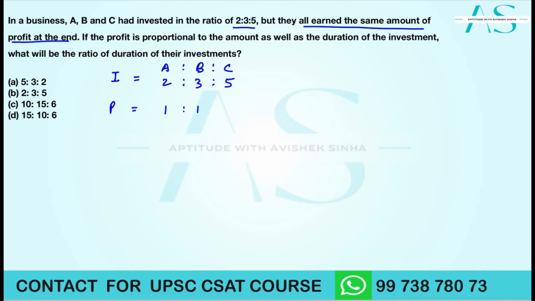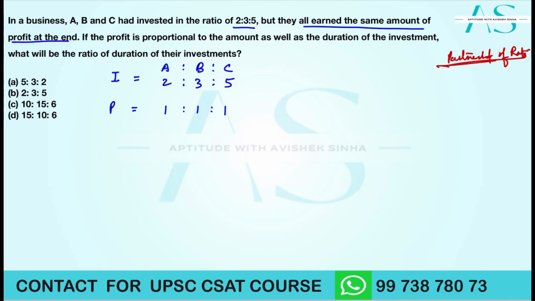So 1:1:1. That means if, suppose, this one gets 20 rupees profit, this one also 20 rupees, and this one also 20 rupees, then ideally the ratio becomes 1:1:1. Now, the profit that they received is proportional to the amount as well as duration. Amount here indicates your investment. Duration here indicates time period. So this is a question from the partnership topic of ratio.